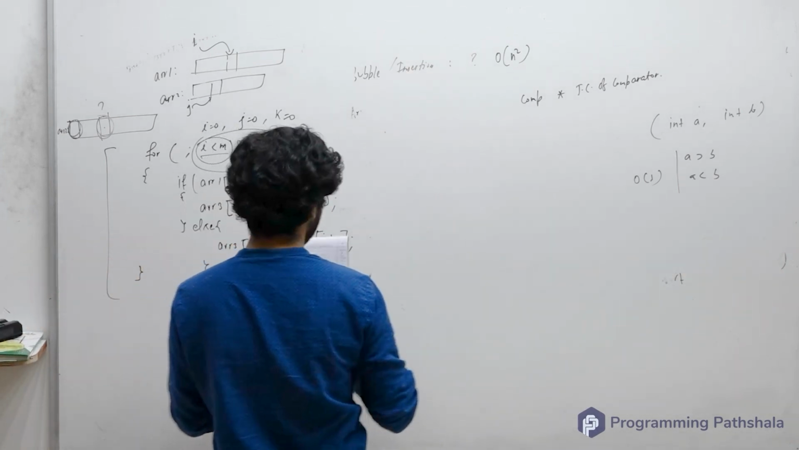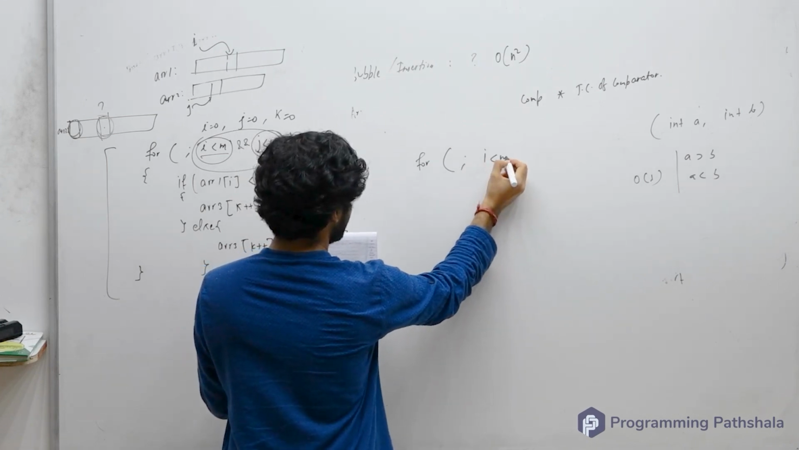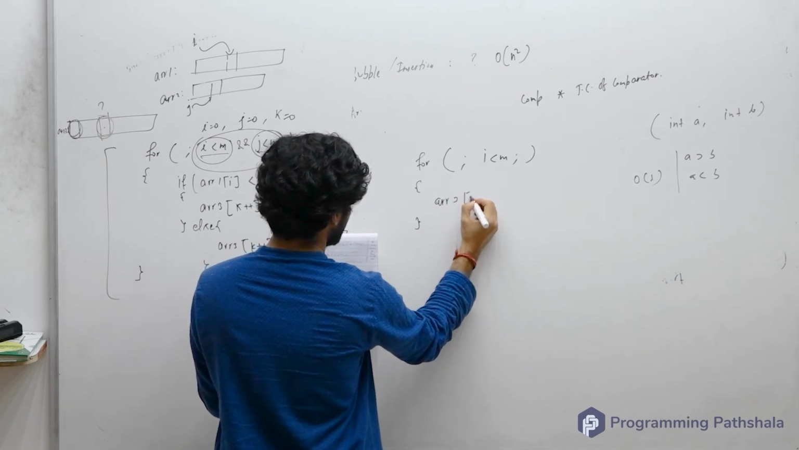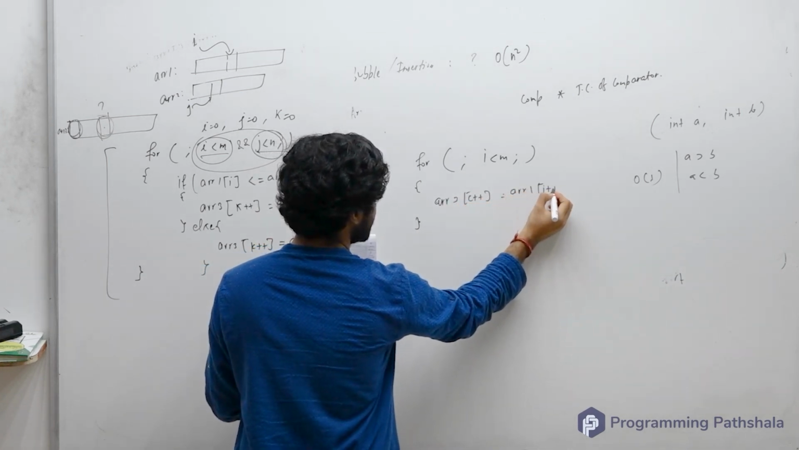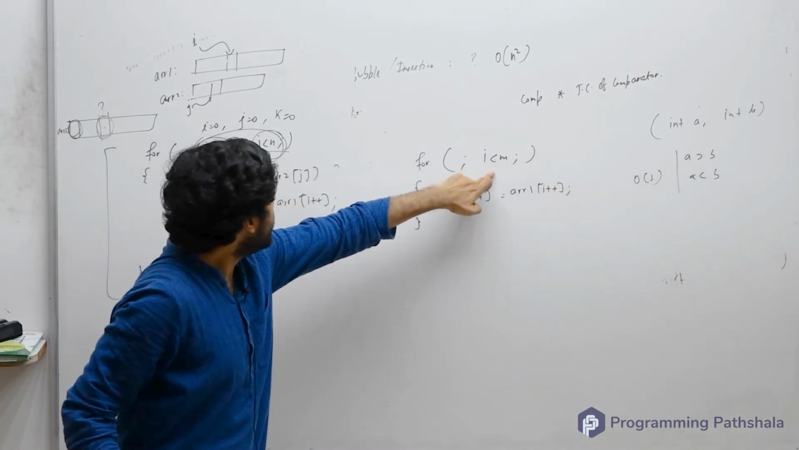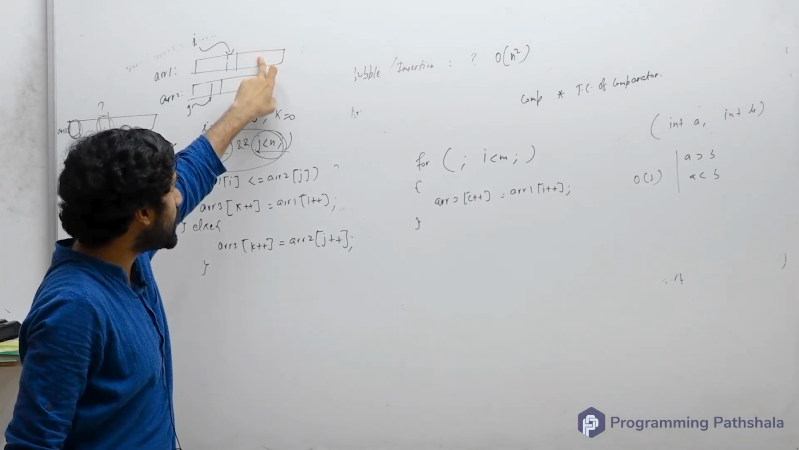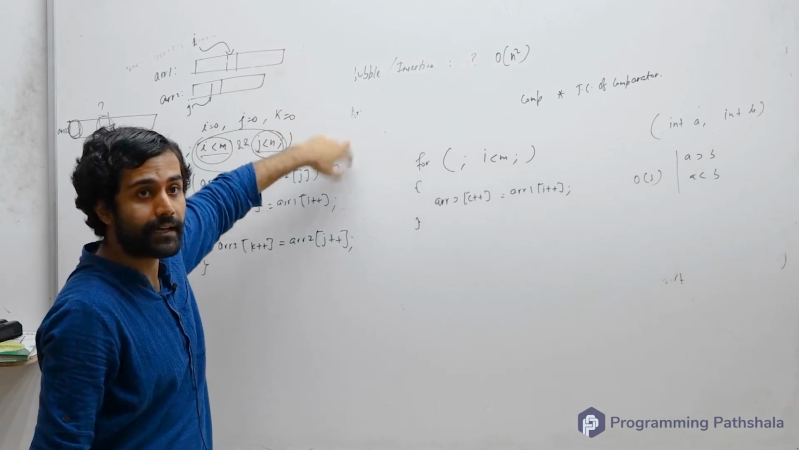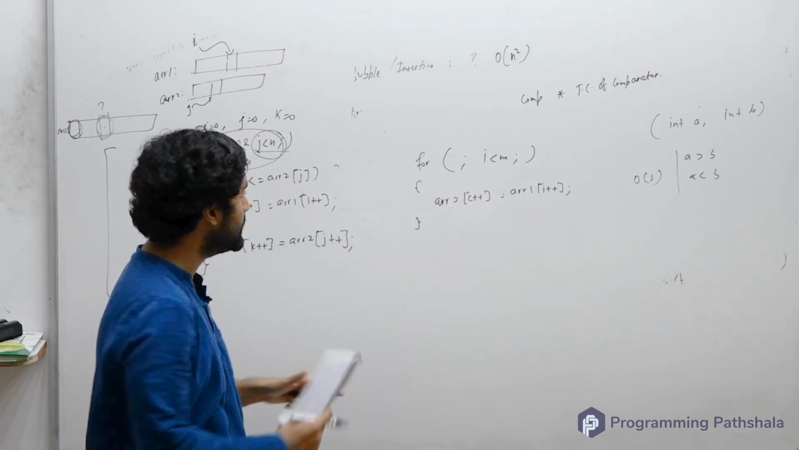I would simply do something like this. For i smaller than m, that's it, and array3 of k++ equals array1 of i++. That's it. So what will it do? If it sees that array1 is still not over, it will run only if i is smaller than m. That denotes that array1 was not over. Then it will copy back those elements to array3, right?